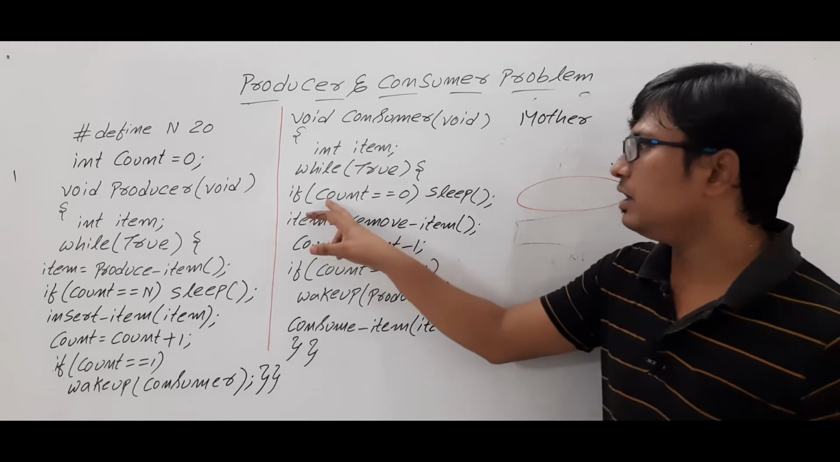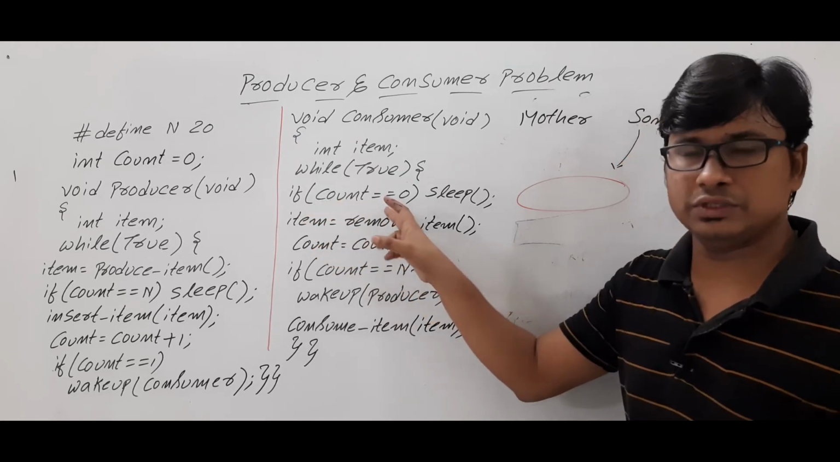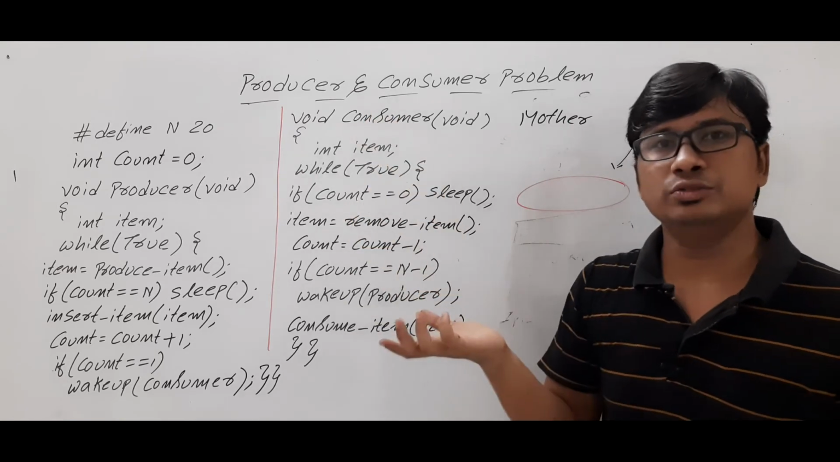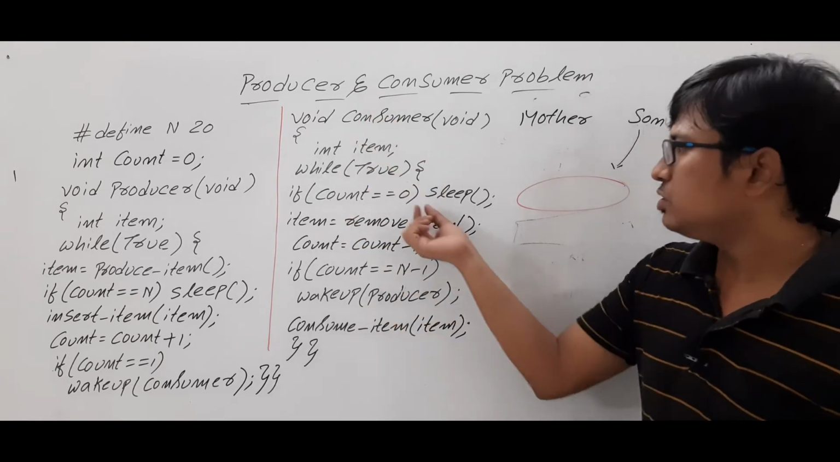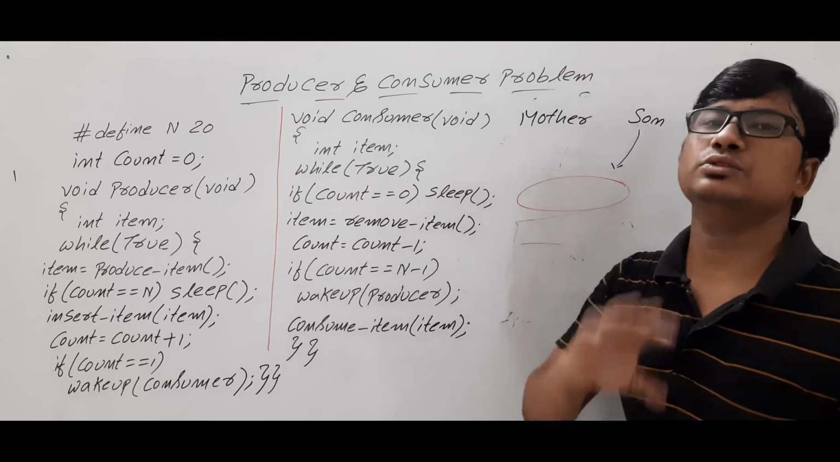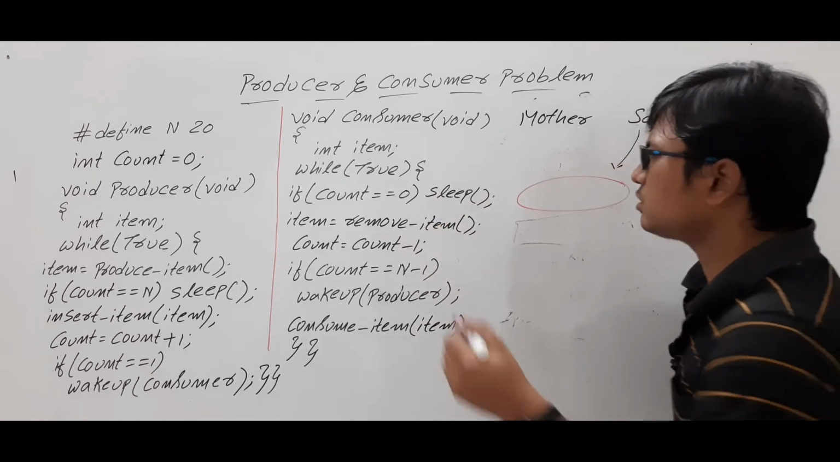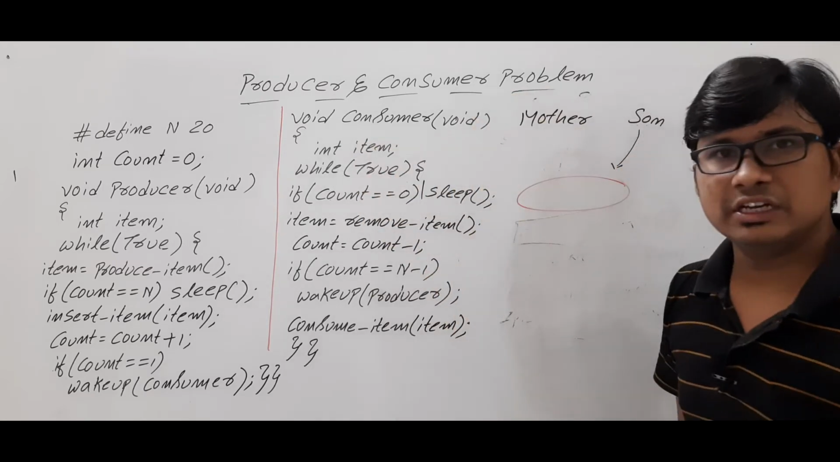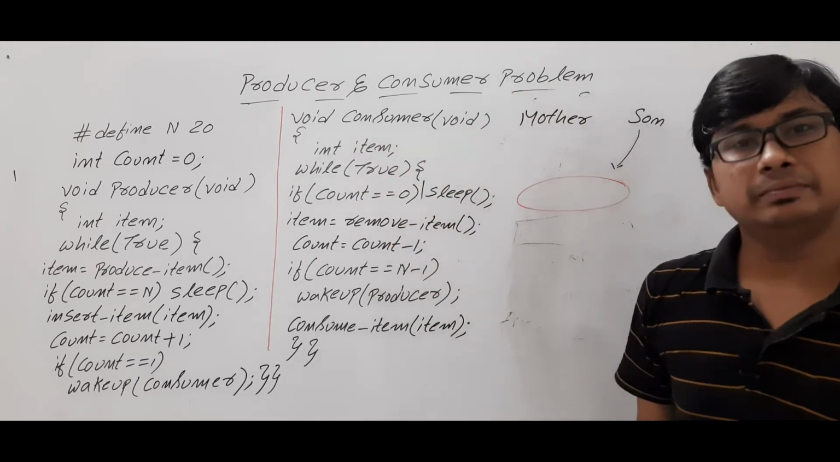So similarly here, if count is equal to 0, it means the buffer is empty. If the buffer is empty, what can the consumer do? He cannot consume the item. So what task does he have to do? He has to go to sleep. Now when the consumer was about to go to sleep, it was preempted. Is it clear?